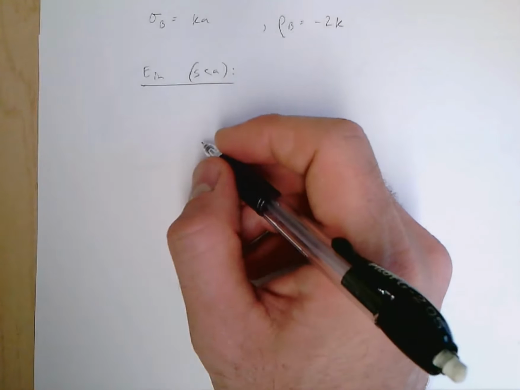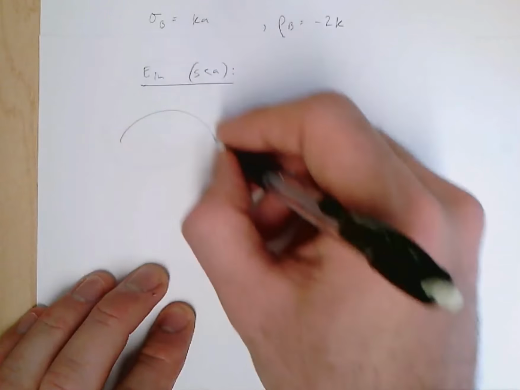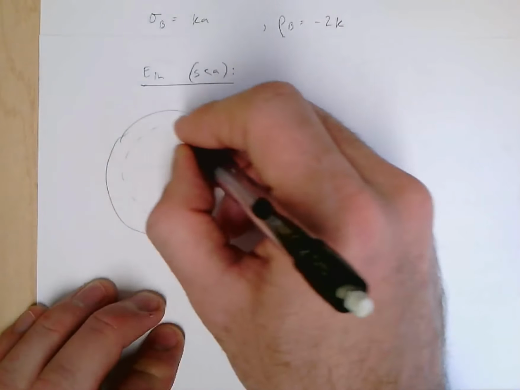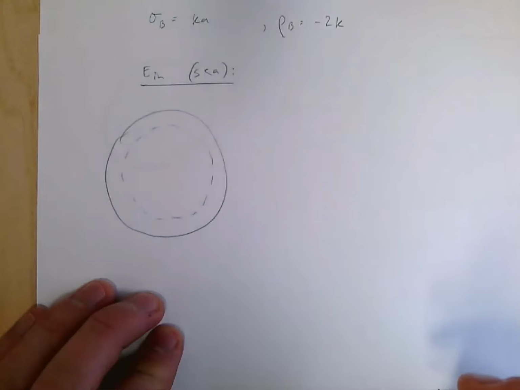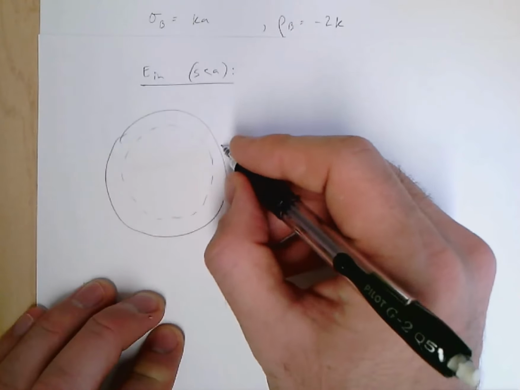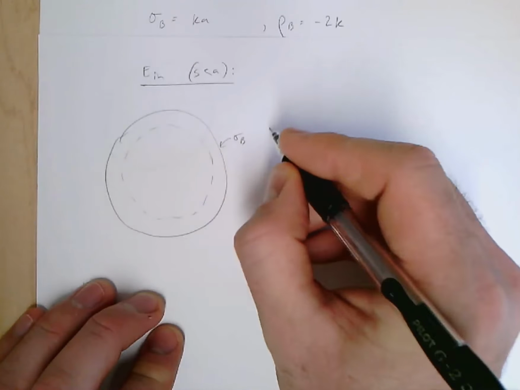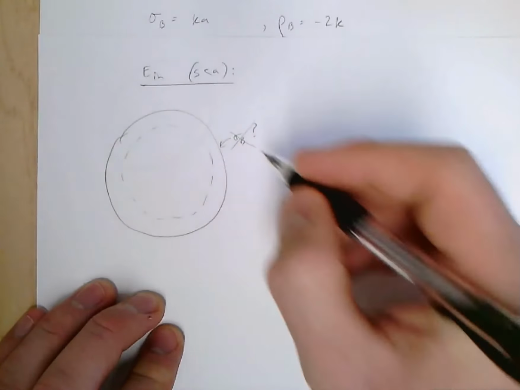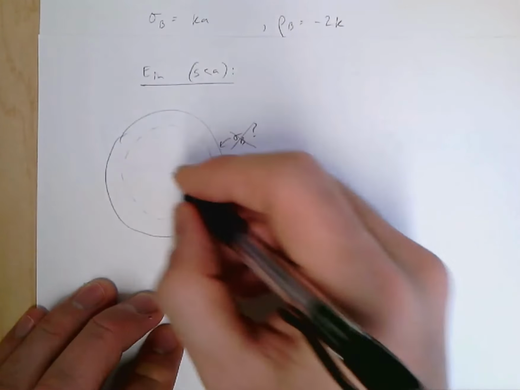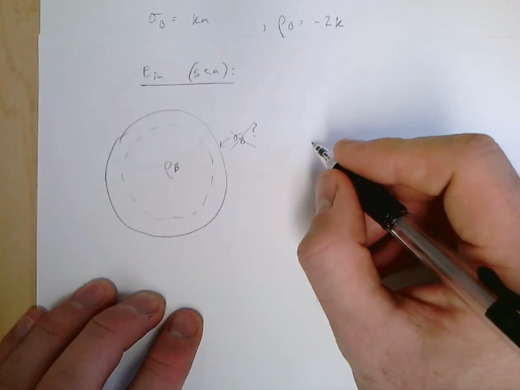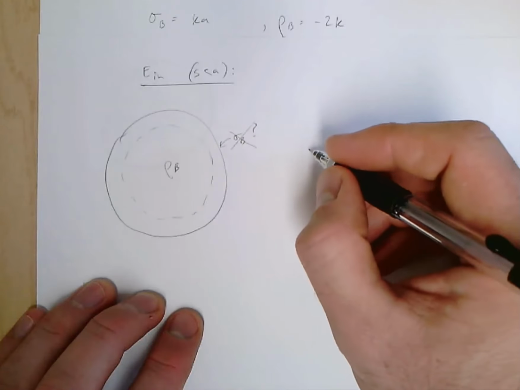Here's my cylinder, and I'm on a Gaussian surface that's inside. So is sigma bound going to count at all? Not really, because it's not enclosed. So we're not worried about sigma bound at the moment. We're really worried about the rho bound, so let's try that.